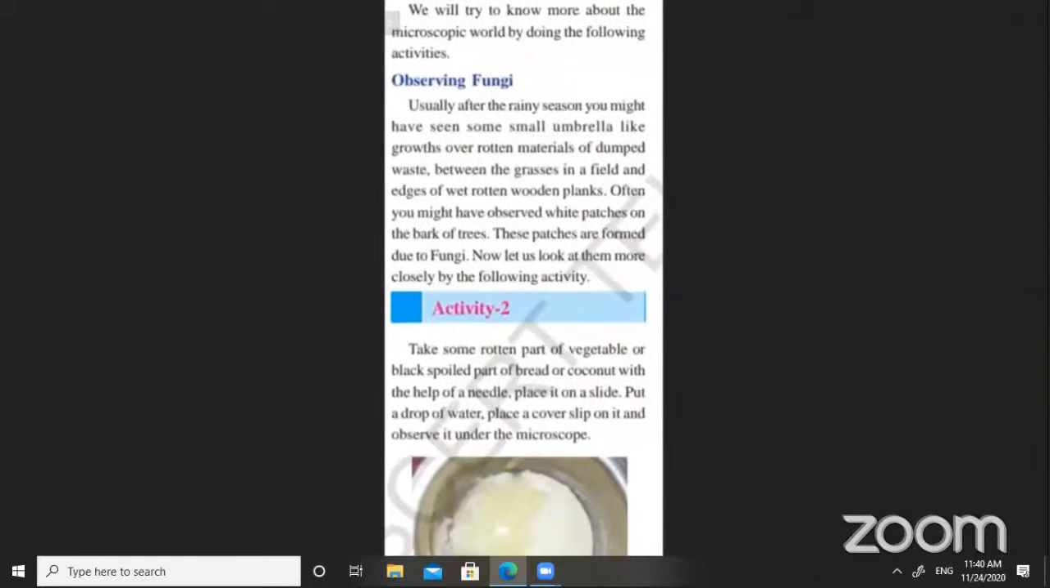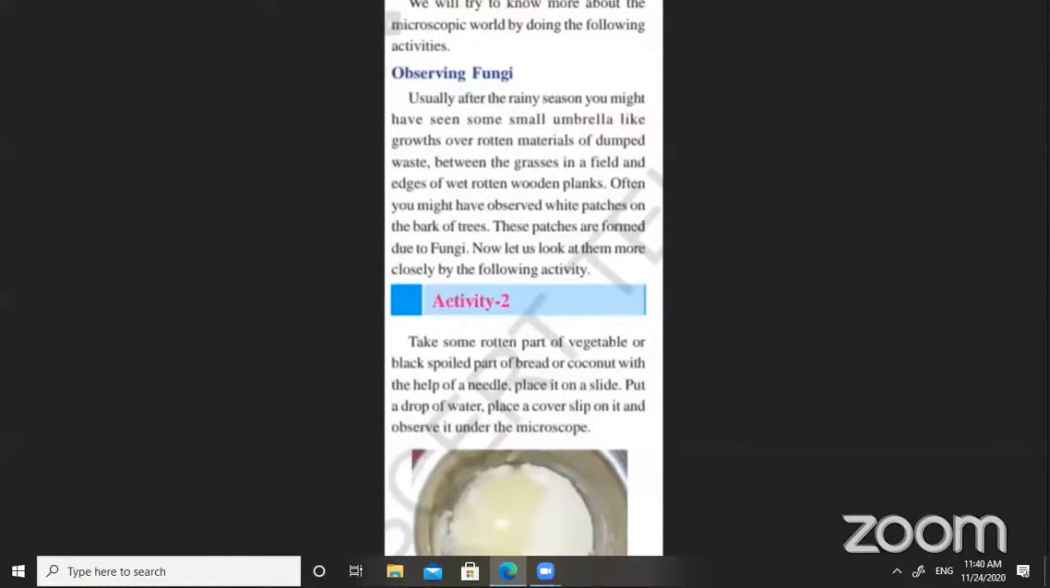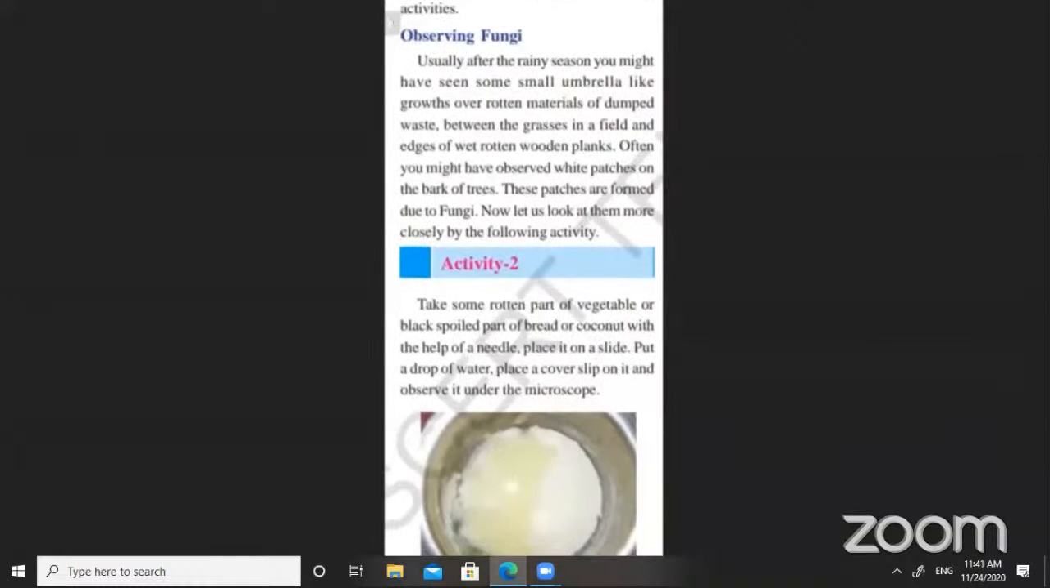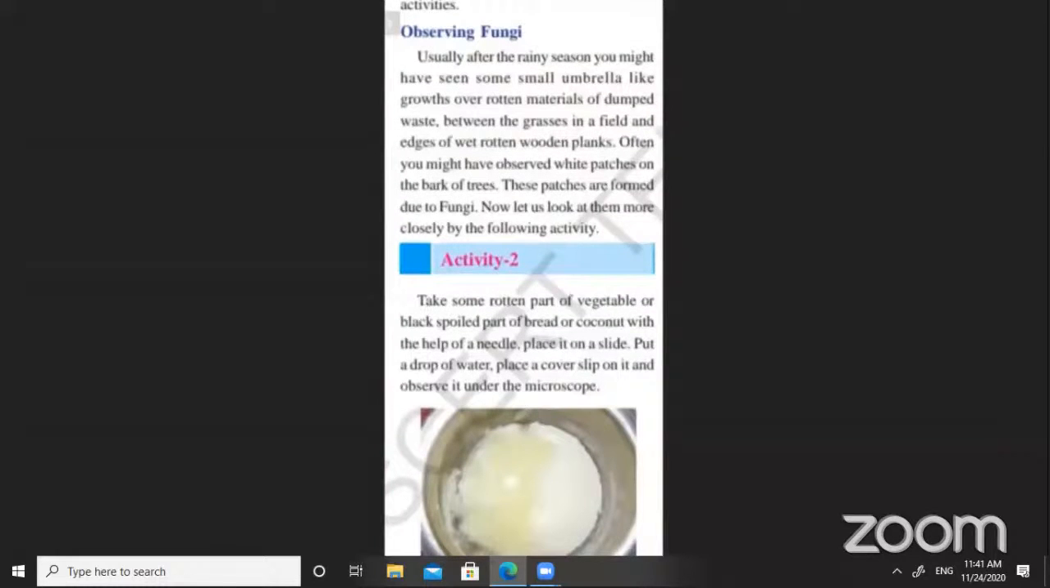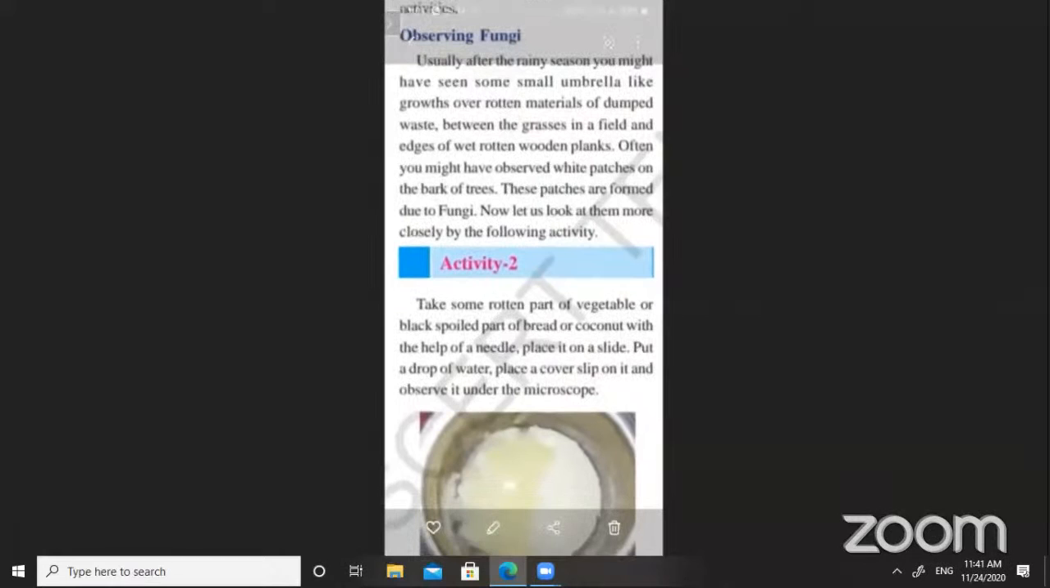Then let us see what is there in our textbook about fungi. Usually after the rainy season, you might have seen some small umbrella-like structures growing over rotten, spoiled materials or dumped waste. Yes, you have experience with this. Did you think about what grows on that dumped waste, those umbrella-like structures?